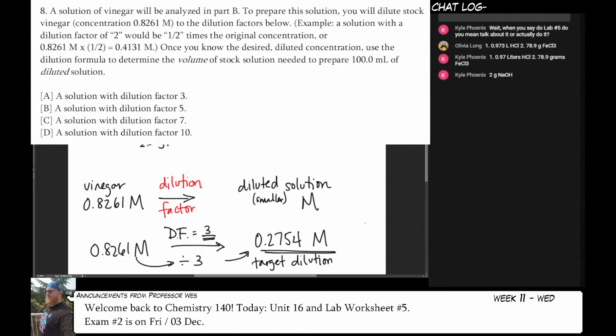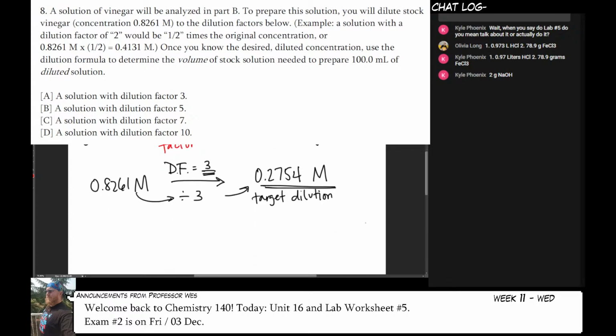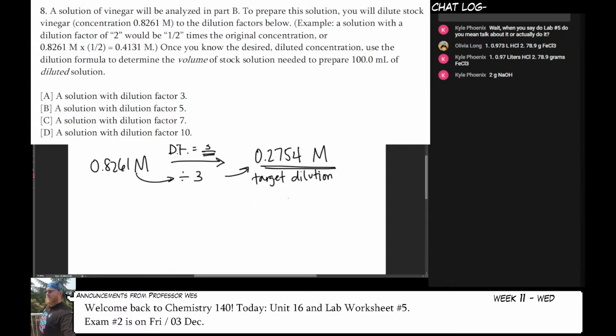Then what we want to do is we want to make this solution. So now we're going to make this solution. And the way that we do that is, well, we have the stock solution right here. And this is going to be our diluted solution. So we're going to need the dilution formula. How do we figure this out? How do we figure out what we want?